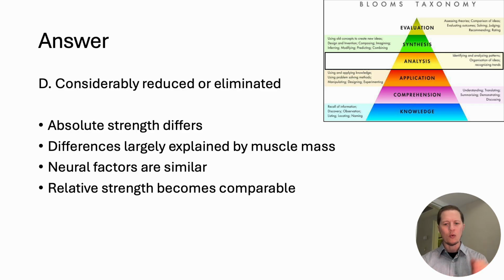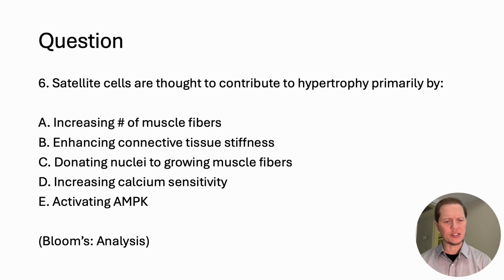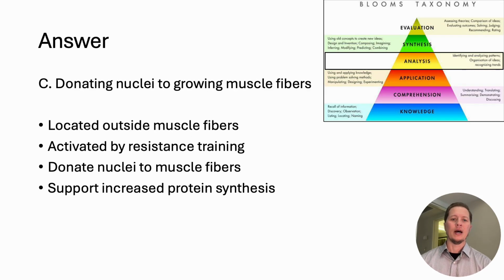So we don't worry about sex differences. All right, question 6. Satellite cells are thought to contribute to hypertrophy primarily by increasing number of muscle fibers, enhancing connective tissue stiffness, donating nuclei to growing muscle fibers, increasing calcium sensitivity, or activating AMPK. And this one is C, donating nuclei to growing muscle fibers.